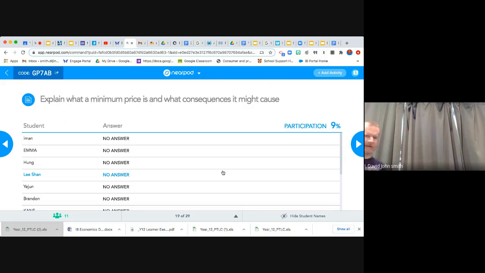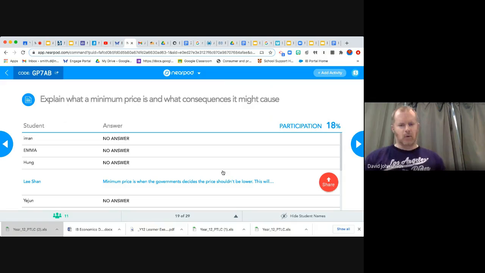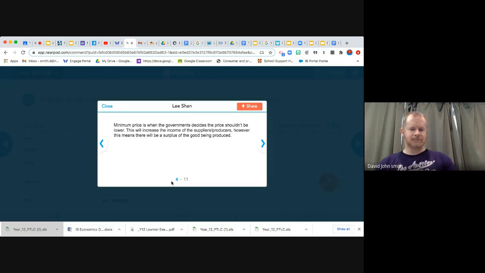What was a minimum price? Why do we put it in place? What's the point of it? What possible consequences could it lead to?